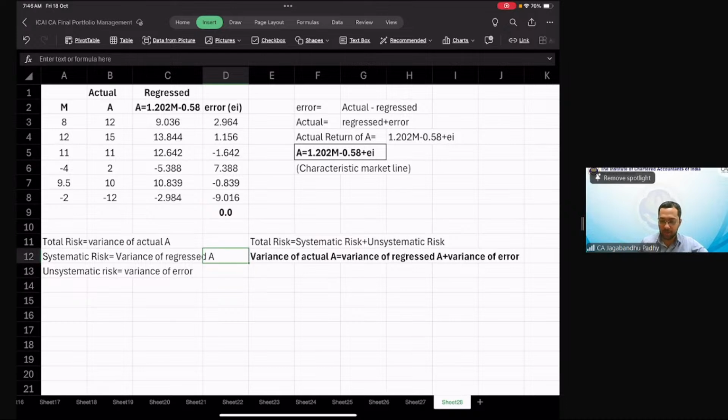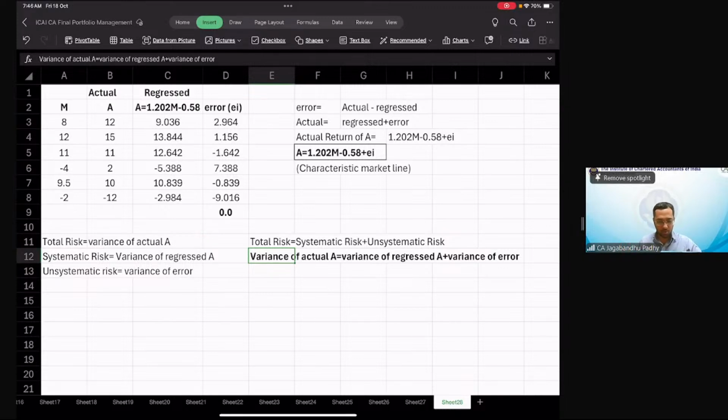Okay, so variance of actual A will be equal to variance of regressed A plus variance of the error term. Just to give you that there is a matching concept over here, we are not calculating the values of regression variance. We are just using the Excel tool to make you understand, just for easy calculation purposes. This is not expected from you in the exam.